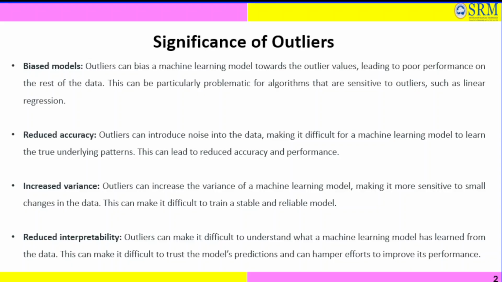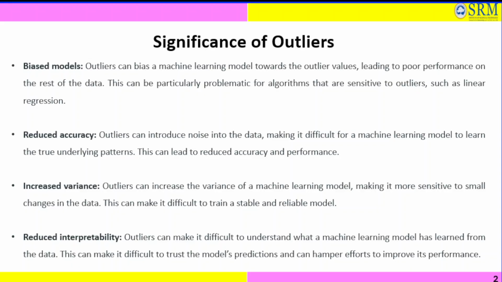And the last one is reduced interpretability. Outliers can make it difficult to understand what a machine learning model has learned from the data. This can make it difficult to trust the model prediction and hamper efforts to improve its performance. So finally, outliers can have a detrimental effect on the performance and reliability of machine learning models. It is important to identify and handle outliers appropriately to ensure the accuracy and robustness of your models.